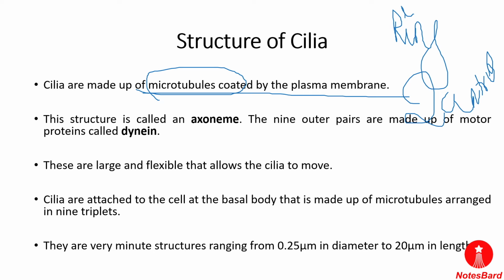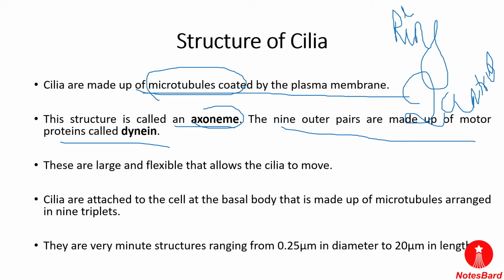This structure is known as axoneme. So there are a total of 9 pairs of microtubules, known as axoneme. And the 9 outer pairs are made up of motor proteins known as dynein. So this is the meaning of both of these terms.